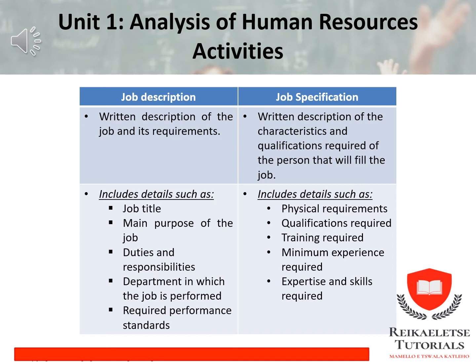The job description includes details such as job title, main purpose of the job, the duties and responsibilities, the department in which the job is performed, and the required performance standards. And then under job specifications, the details included are such as physical requirements, the qualifications required, the training required, and the minimum experience required. Expertise and skills required is also very important.